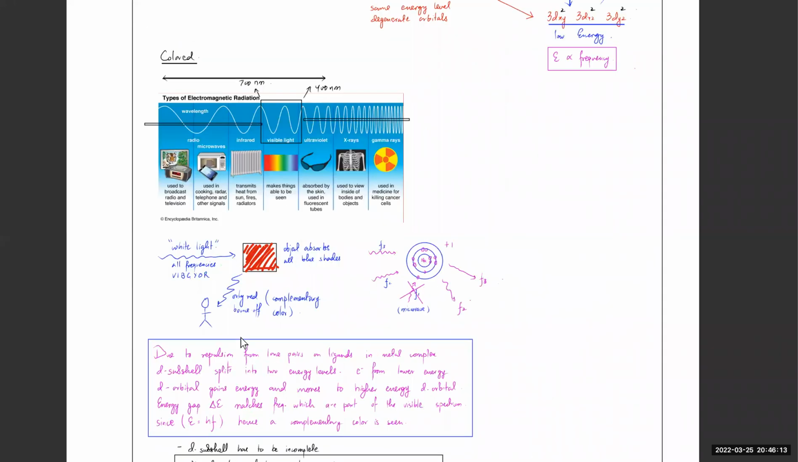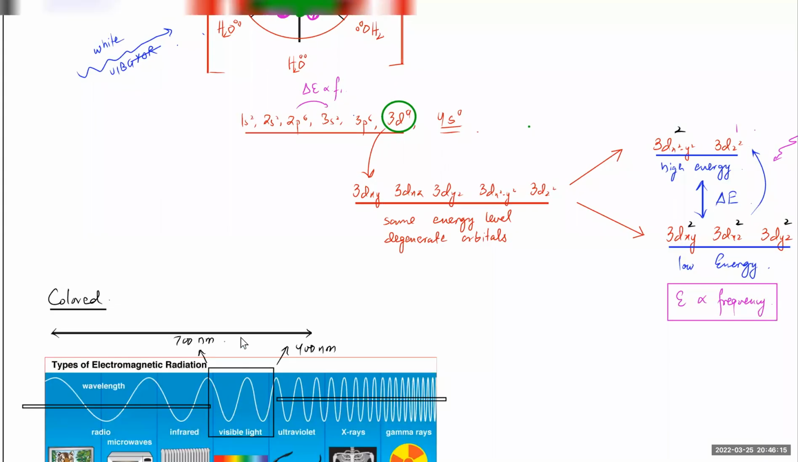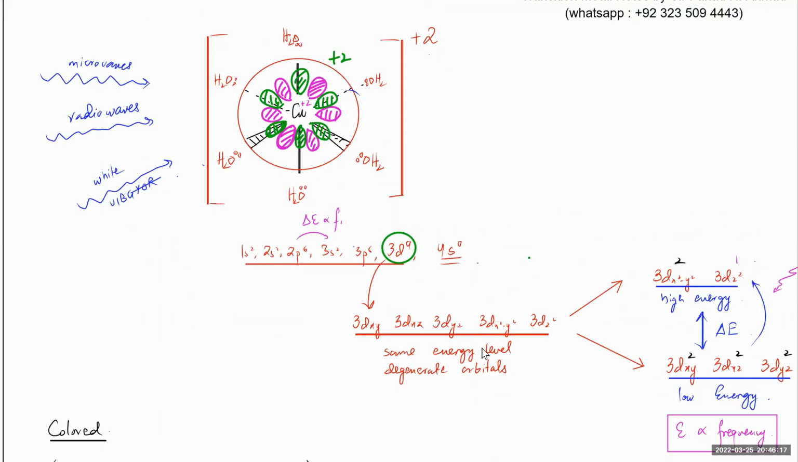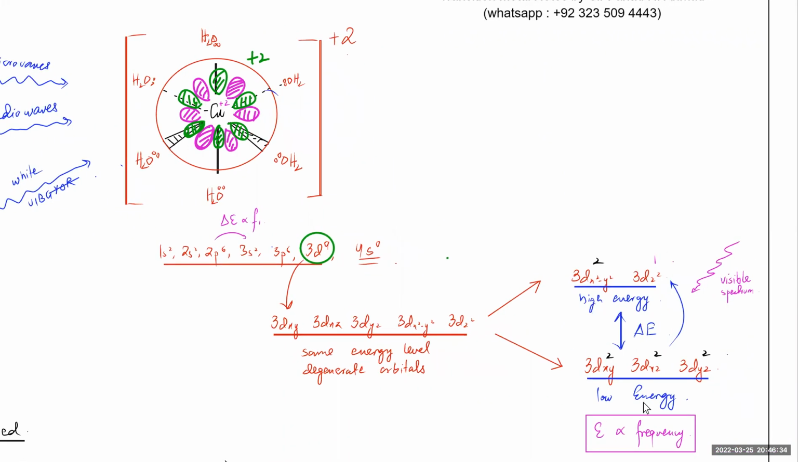So when complexes are formed, the d subshell was degenerated. They had the same energy level. They were identical. But because of the presence of these lone pairs from ligands, the green ones, it's harder to keep electrons in the green ones. It's easier to keep electrons in the pink ones, the ones that are in the middle. So the d subshell splits into two sets of orbitals.